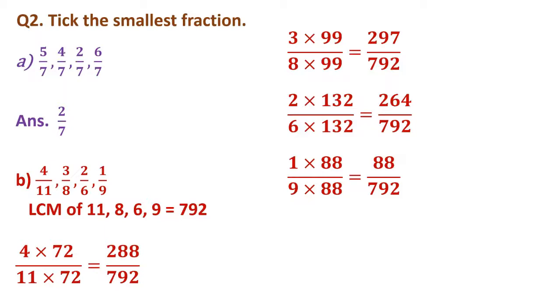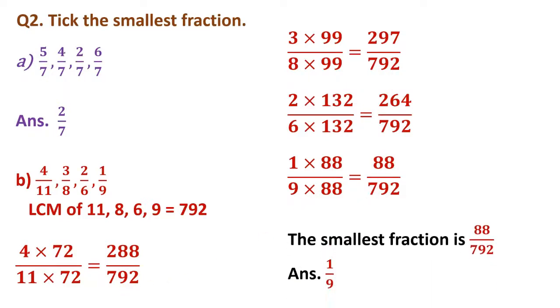Now you can see here, children, all the fractions have the same denominator, that is 792. So now we have got all the like fractions. So among all these we find that 88 by 792 is the smallest fraction, because 88 is the smallest numerator among all these. So that is why 88 by 792 represents the equivalent fraction of 1 by 9. So we have the smallest fraction as 1 by 9.